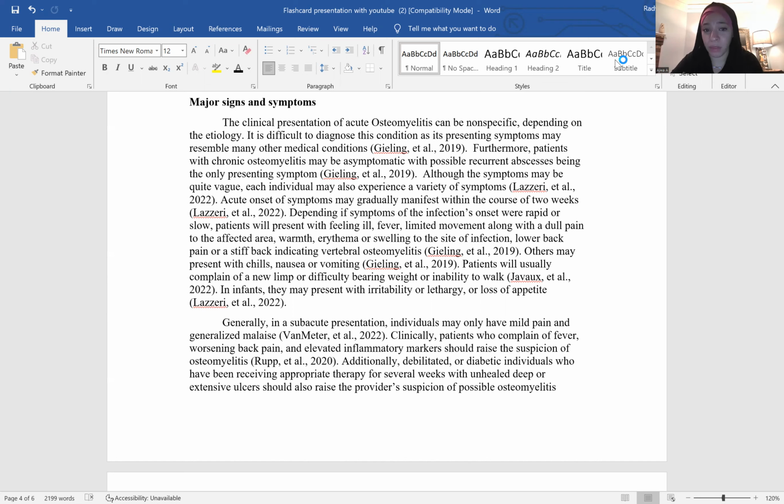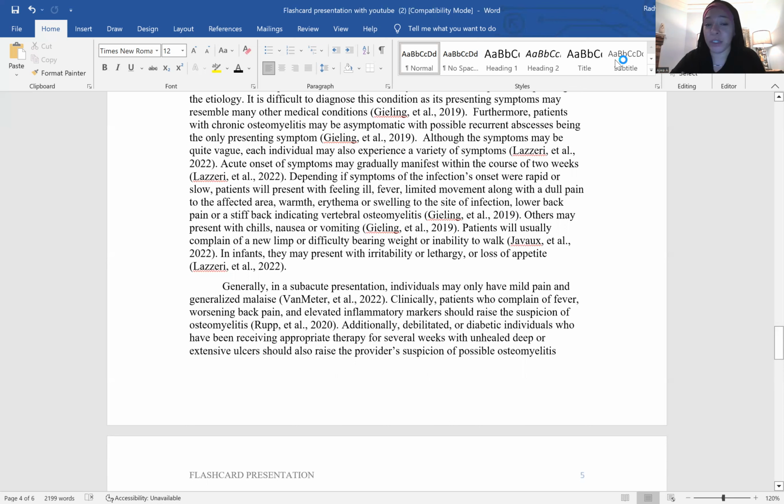Acute onset of symptoms may gradually manifest within the course of 2 weeks, depending on whether the infection's onset was rapid or slow. Patients will present with feeling ill, fever, limited movement along with a dull pain to the infected area, warmth, erythema, or swelling to the site of infection, and lower back pain or stiff back indicating vertebral osteomyelitis.